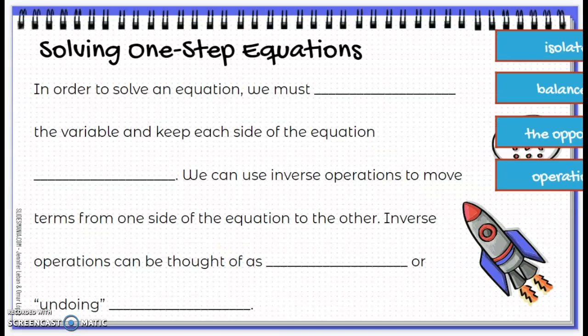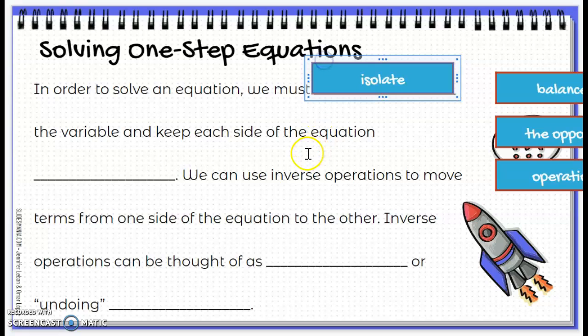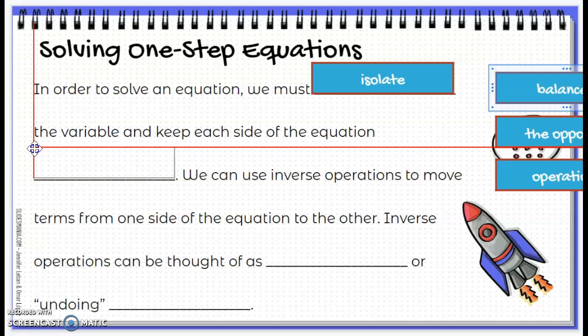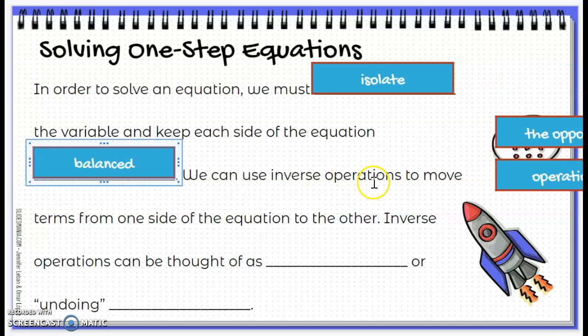Okay, we have our guided notes right here, solving one-step equations. We're going to take our word bank here, and we're going to fill in our blanks in our statement. In order to solve for an equation, we must isolate the variable and keep each side of the equation balanced. Remember, when you're moving these words, you want that white plus sign with the arrows. You want to click and hold and then drag with your other finger.